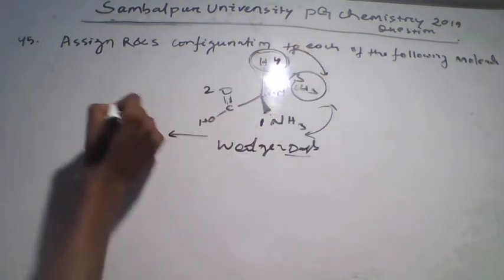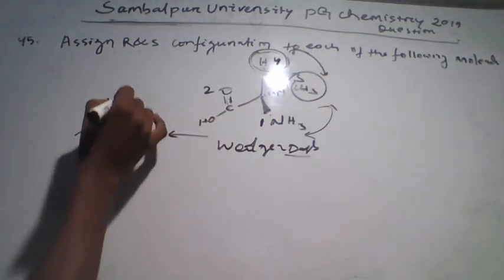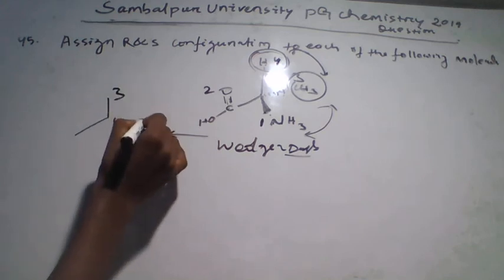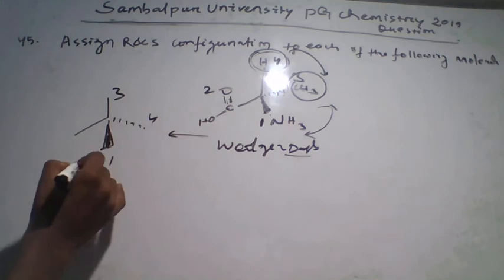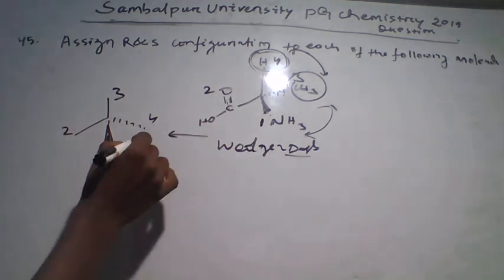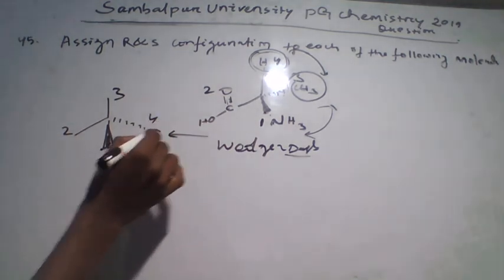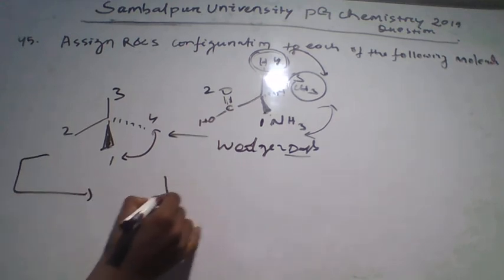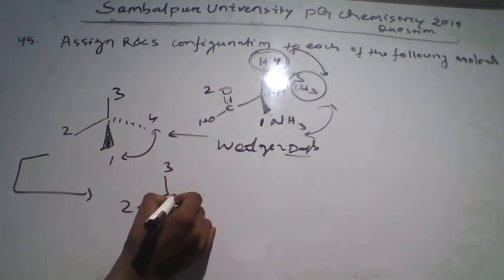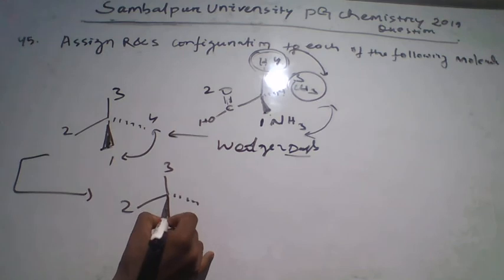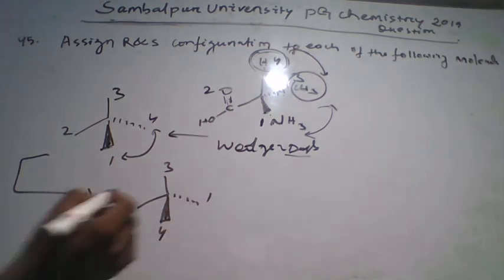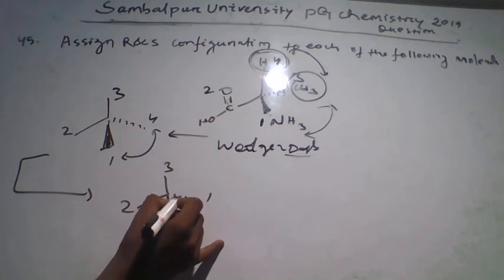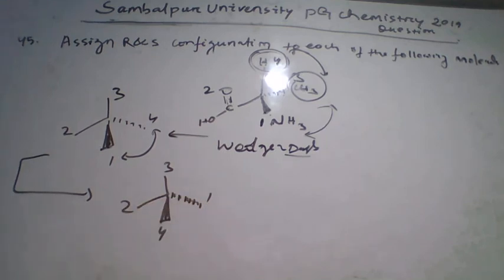I have to change this fourth. This is your third. This is your fourth one. Okay, this thick one is first priority and this is second priority, and interchange fourth and one. Okay, this is your 3, 2, and this thick line is fourth, first. Okay, then you have to assign RS configuration.